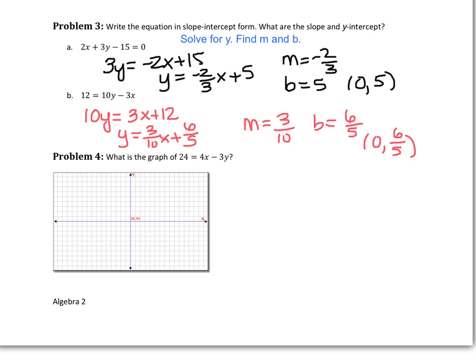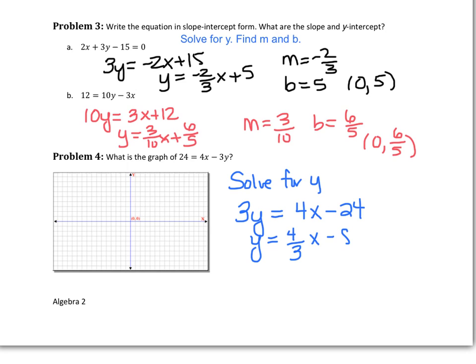Problem 4. What is the graph of 24 equals 4x minus 3y? Again, I'm going to solve for y and put it in slope-intercept form. So I'm going to make it a positive 3y, bringing my y over to the left-hand side, equals 4x, and I'm going to subtract 24 from both sides. So now I'll finish off with dividing everything by 3. I get 4/3 x minus 8. So the first point I'm going to plot is my y-intercept, my b value, and then I have a slope from that point going up 4 and over 3.